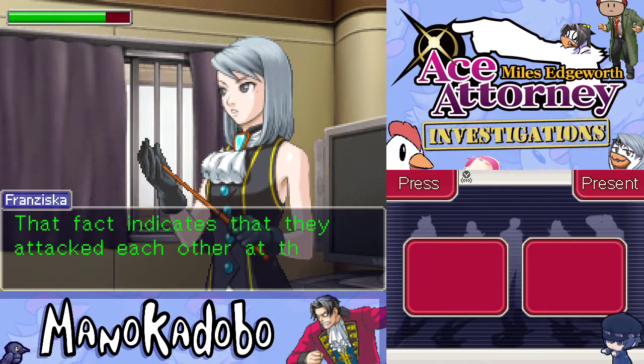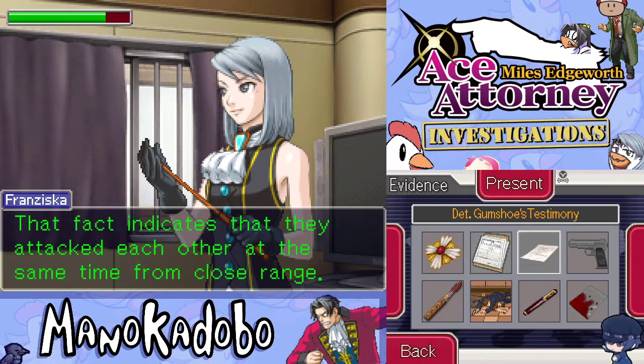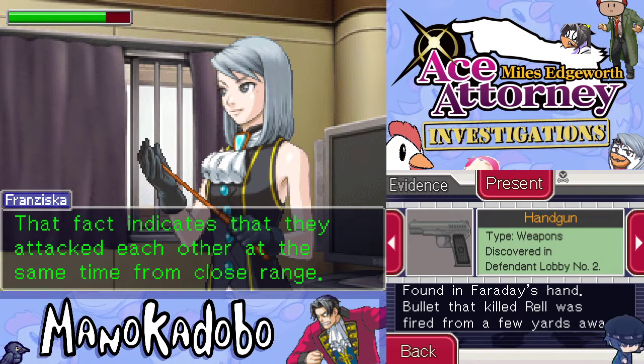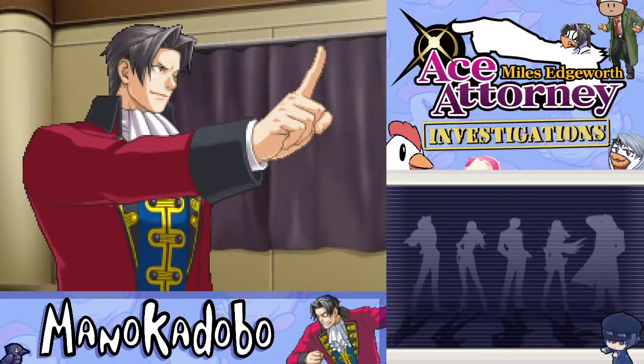It was a few feet away. Now the question is, can I present either the gun or the crime scene notes? I'm gonna go with the gun because it literally says a few yards away. Objection! There you go. No. My finger points.